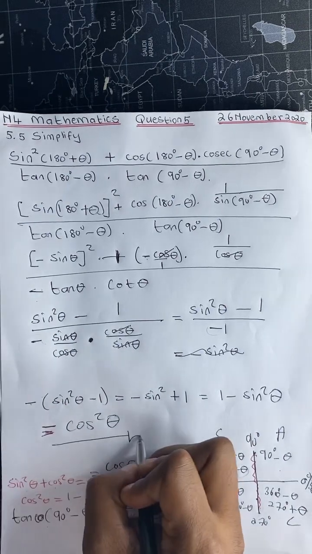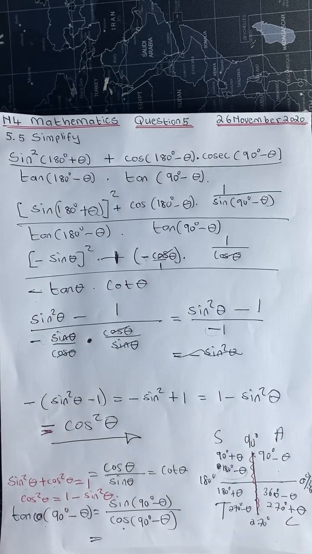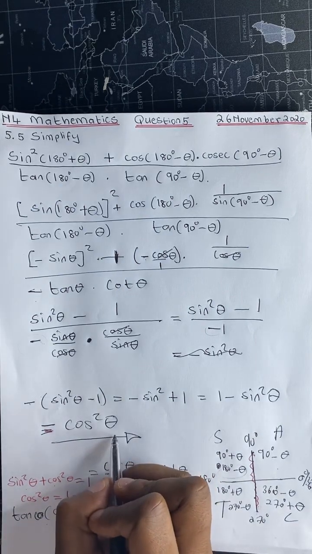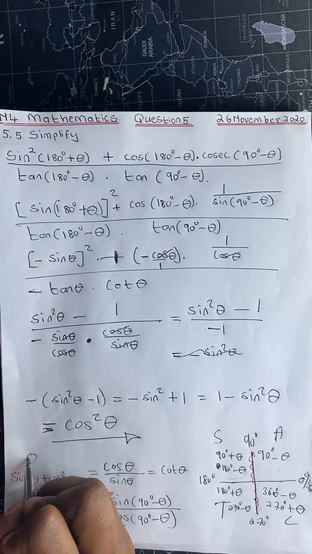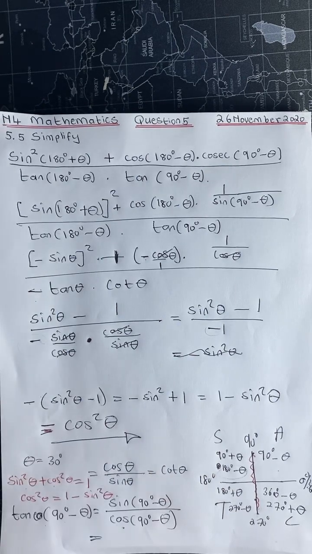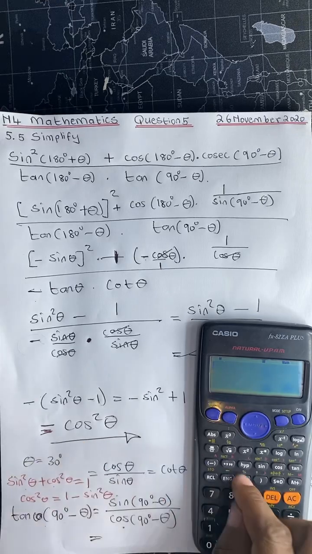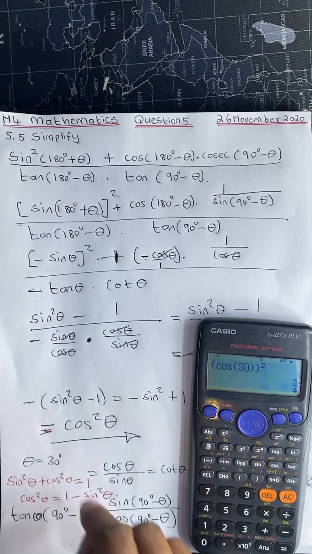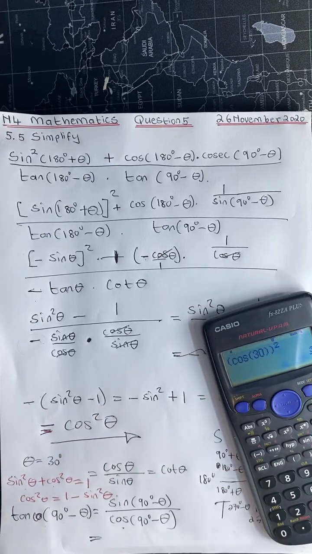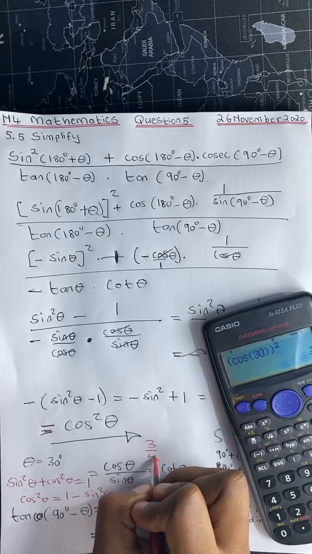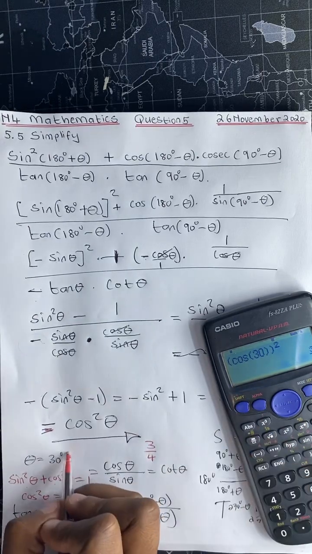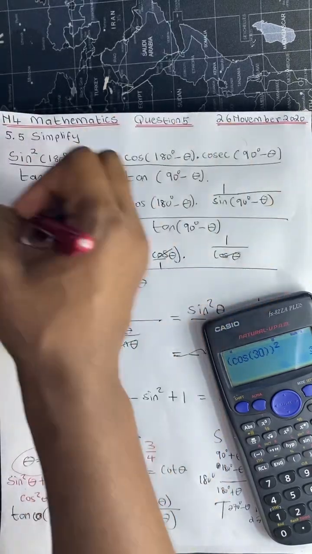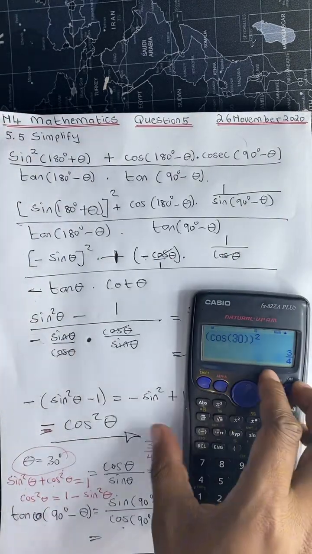So this will be our answer for question 5.5. So if you want to check if you didn't make any mistake, you can choose theta for any angle. So let's choose theta for 30 degrees. So we substitute theta here. So this is cos of 30 squared because of that square there, and this will be equal to 3 over 4. So when we take this 30 degrees and we substitute it there, it will also give us 3 over 4.